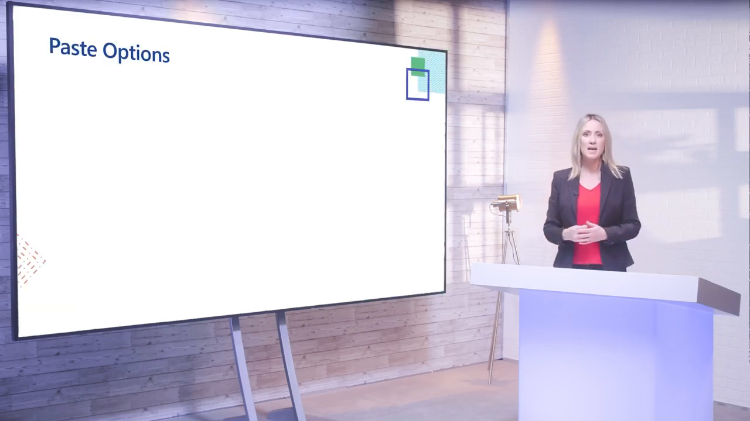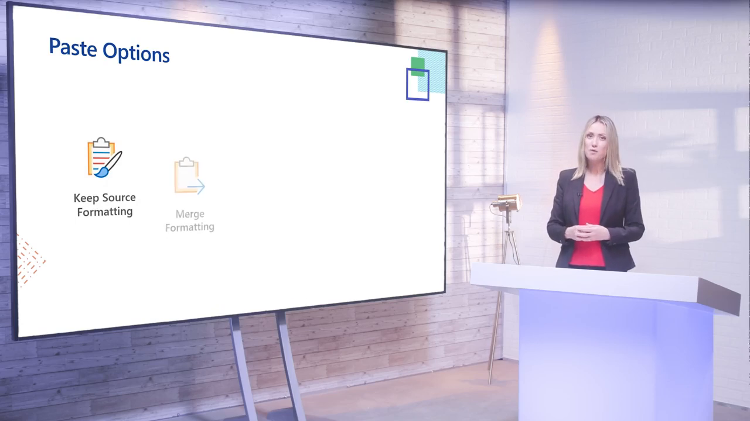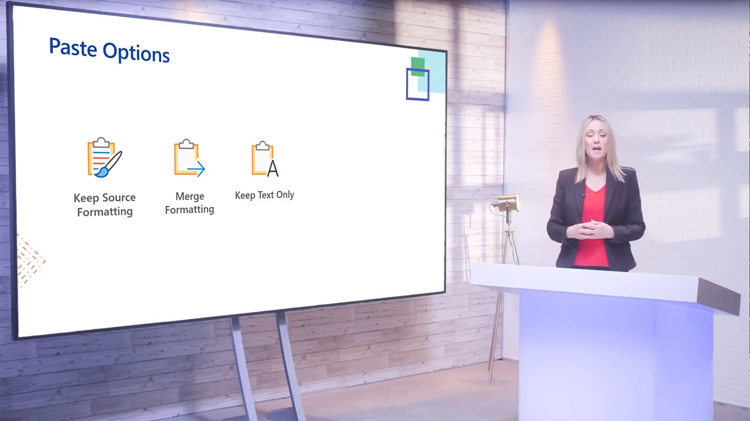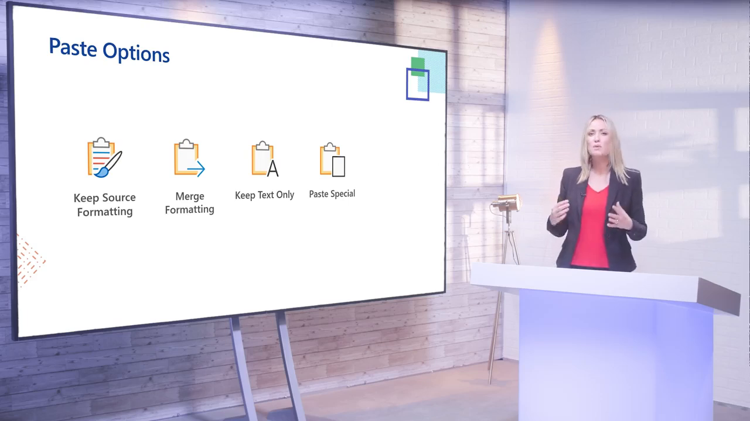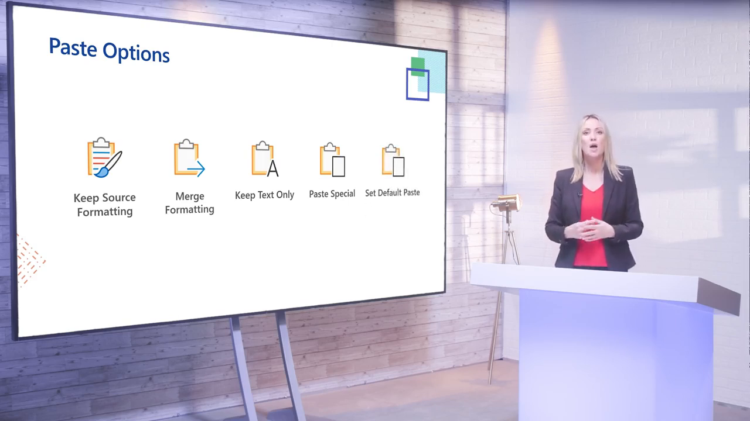Some other options you may encounter when pasting content are Keep source formatting, which keeps the formatting from the original text. Merge formatting changes the pasted text formatting to match that of the document. Keep text only changes the formatting of the pasted text back to the default font and size with no formatting. Paste special opens the Paste Special dialog box, which allows you to perform advanced pasting operations. And Set Default Paste opens the Word Options dialog box so that you can control how future paste operations work.